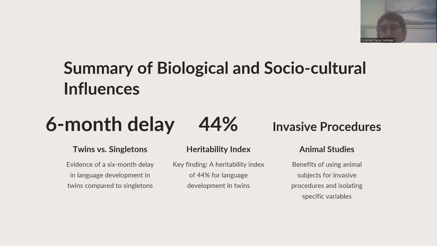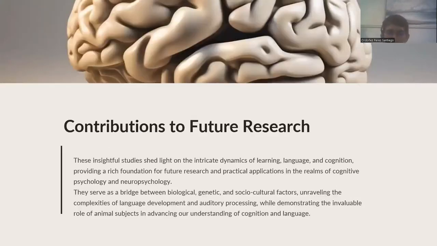And the last one is more related to the macaques procedure, the invasive procedures: the benefits of using animal subjects for invasive procedures and isolating specific variables. Of course, we have seen in the scientific method that we have to isolate specific variables in order to have a great experiment. The last thing I want to mention is the contribution to future research; this research, as well as many others, helps future investigations. So these two studies shed light on the intrinsic dynamics of learning. As I mentioned before, that's the most important topic we cover here, as well as some of the theories that we mentioned in the first part. Also, language and cognition, providing a rich foundation for future research and practical application.